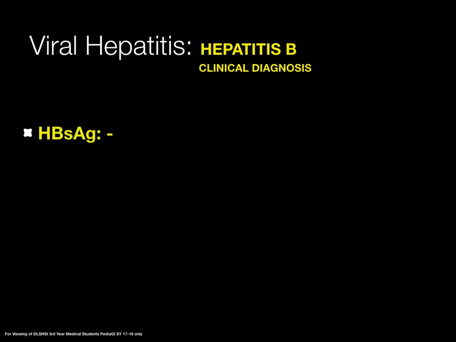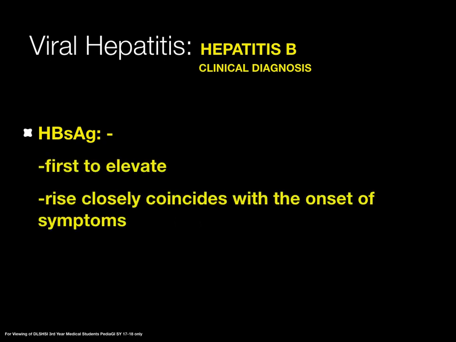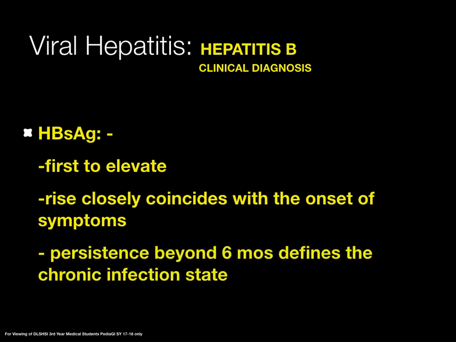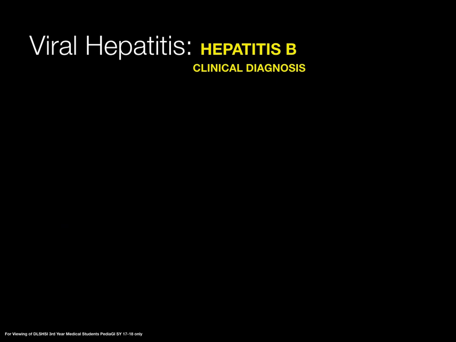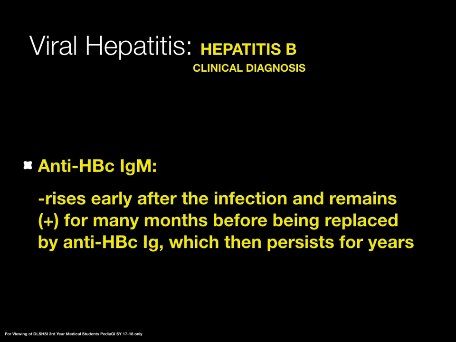The HBsAg antigen is first to elevate, and the rise closely coincides with the onset of symptoms. Persistence beyond 6 months defines the chronic infection state. Anti-HBc IgM, on the other hand, rises early after the infection and remains positive for many months before being replaced by anti-HBc IgG immunoglobulin, which then persists for years.